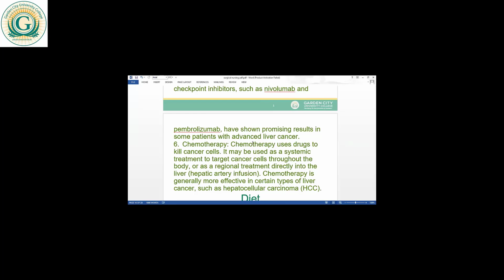We also talk of chemotherapy. Chemotherapy uses drugs to kill cancer cells. It may be used as a systemic treatment to target cancer cells throughout the body, or as a regional treatment directly into the liver through hepatic artery infusion. Chemotherapy is generally more effective in certain types of liver cancer, such as hepatocellular carcinoma, HCC.